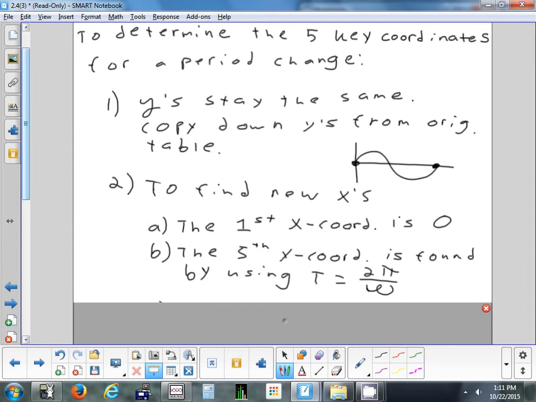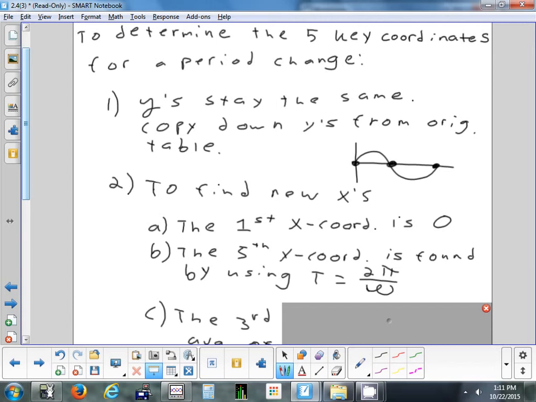Okay, so I've got the first one, and I've got the fifth one. I need the second, third, and fourth. The next one I want to find is the third. What's the location of the third coordinate compared to the first and the fifth? Where is it relative to those two? Right in the middle, exactly in the middle.